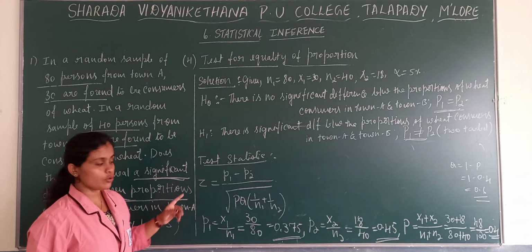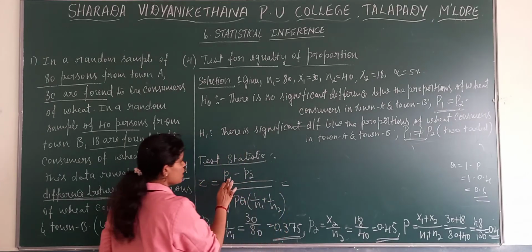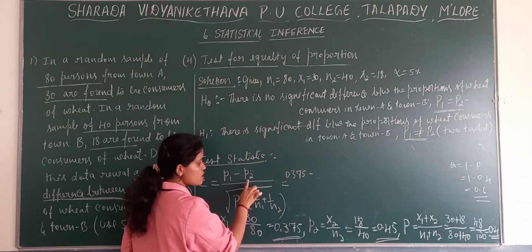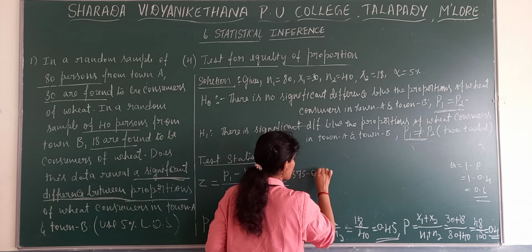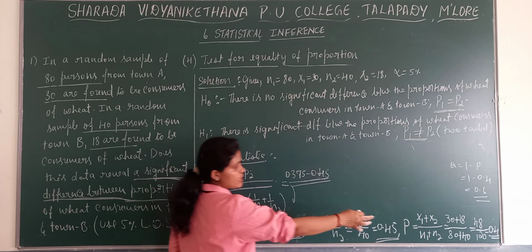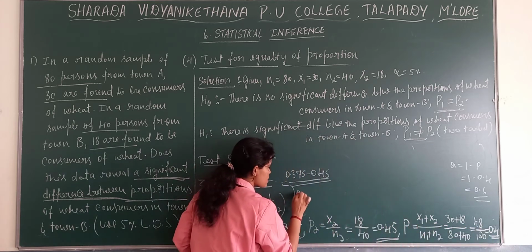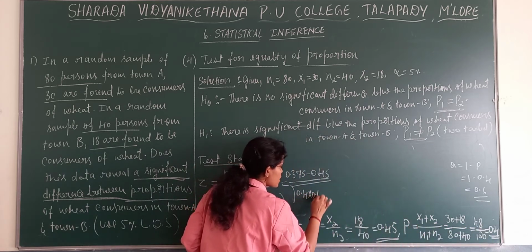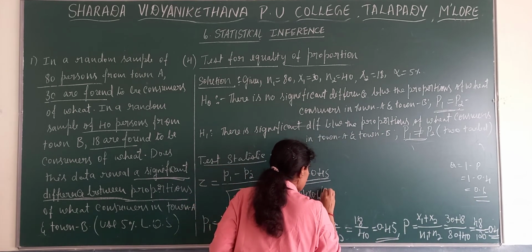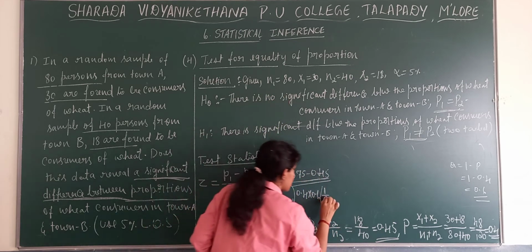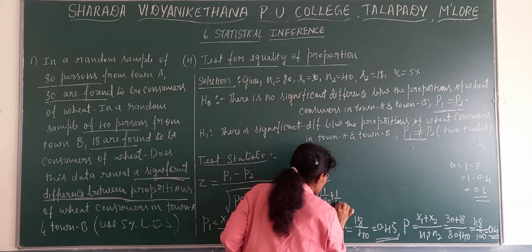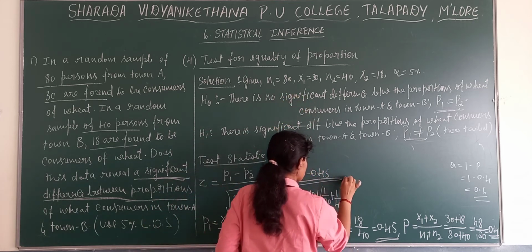Now substitute into this particular formula. P1, that is 0.375 minus P2, 0.45, divided by the root. P value is 0.4, take 0.4 into 0.6, that is the Q value 0.6. Then open the bracket 1 by n1 that is 80 plus 1 by n2 that is 40. Then close the bracket.